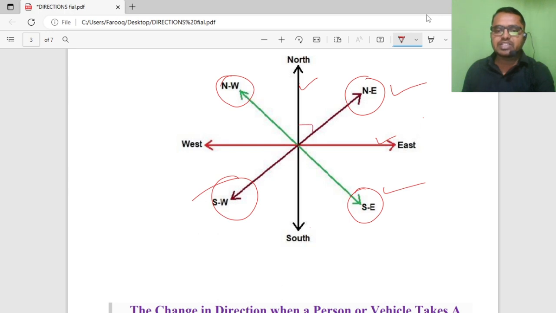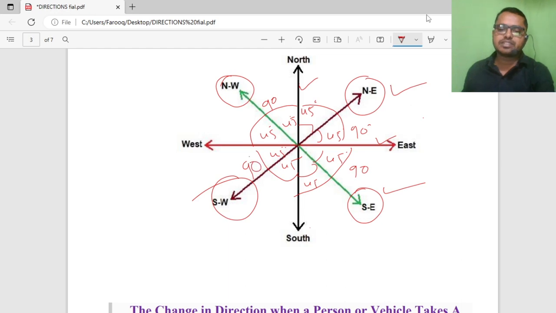Each angle here is 45 degrees, and this total angle is 90 degrees. This is 45 degrees, 45 degrees, and this is totally 90 degrees. This is 45 degrees, this is 45 degrees, and the total is 90 degrees. I hope you are clear on this concept.